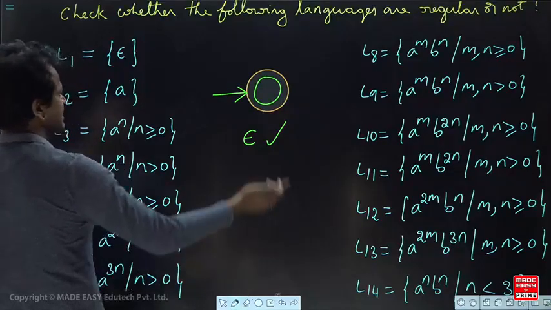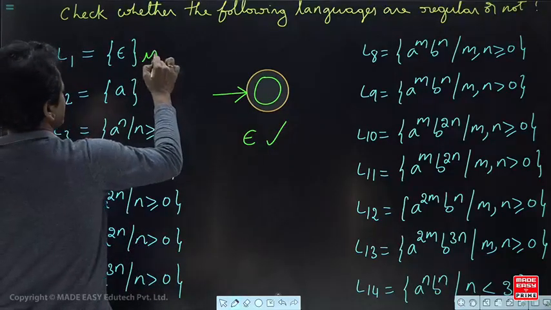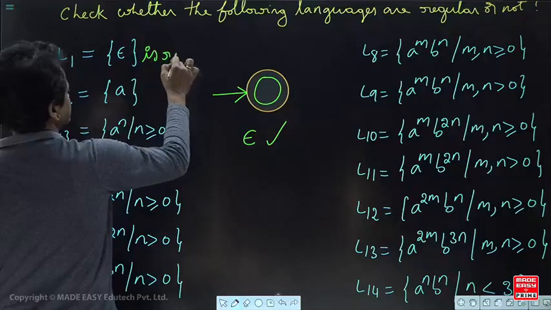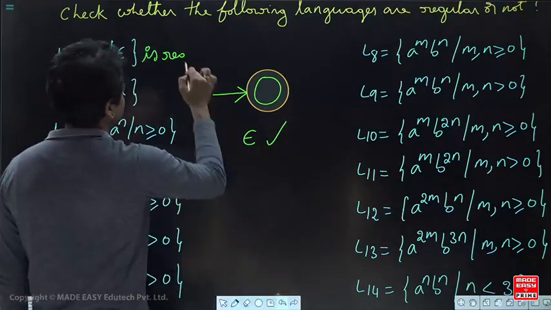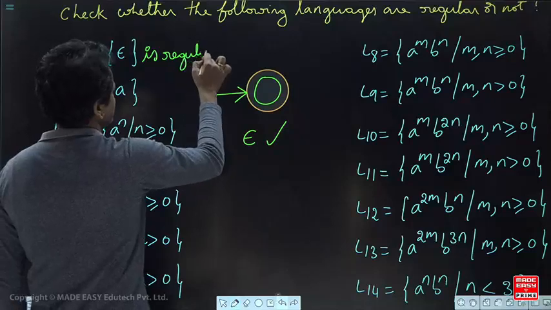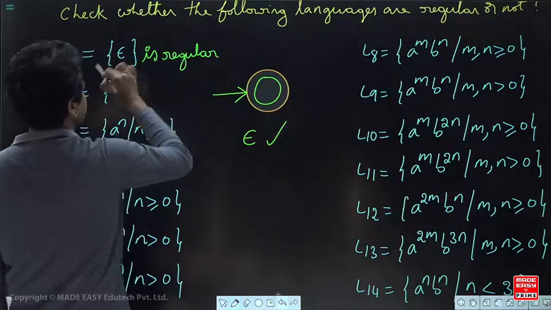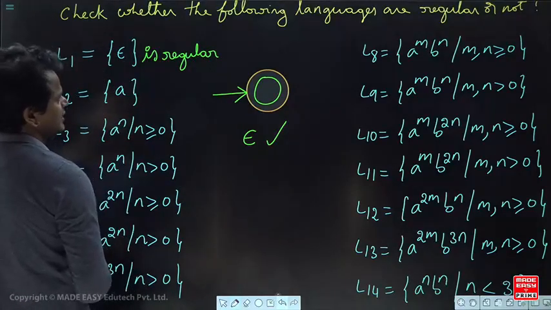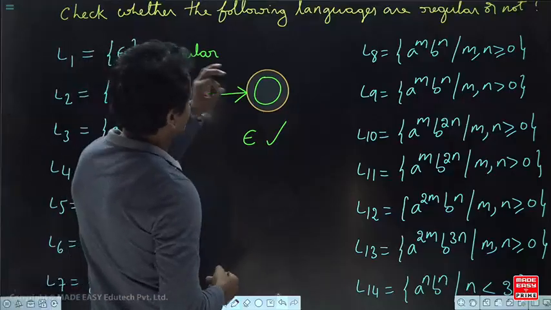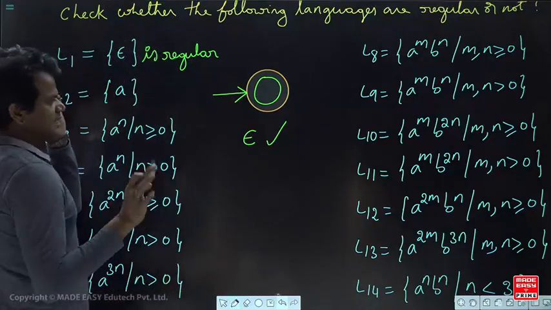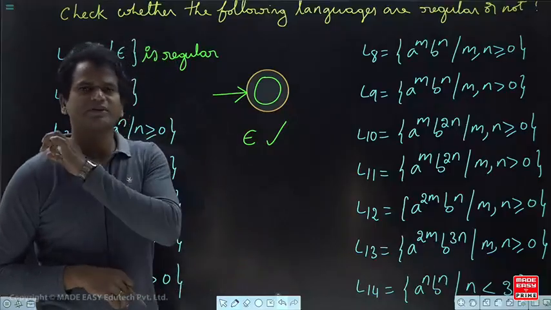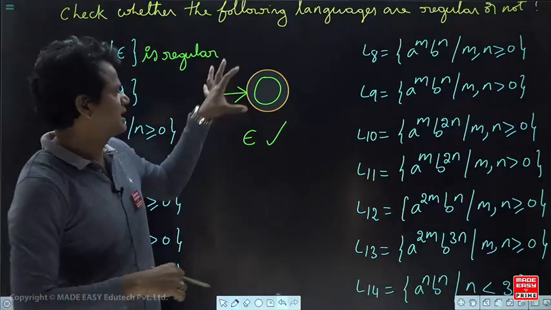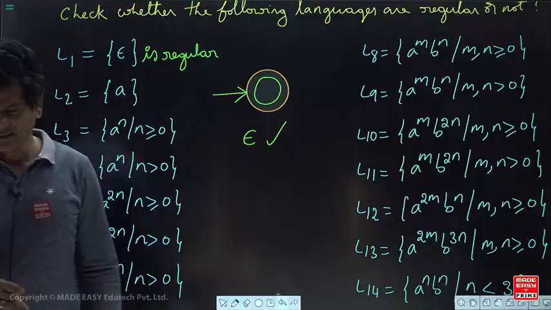Okay, and then is this regular or not? Of course, 100% regular. Are you following? It is regular. Why? Because we are accepting the string epsilon, and this machine accepts only epsilon. It cannot accept any other strings because we have not defined any input symbol at this state.